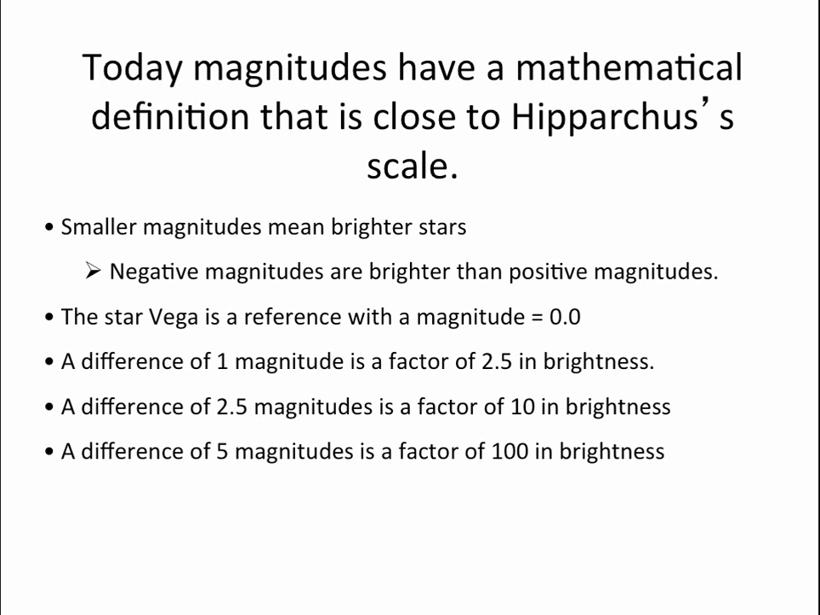And the way that the multiplication works out is a difference of 2.5 magnitudes is a factor of 10, and a difference of 5 magnitudes is a factor of 100. Now, I'm not going to be asking you to do this mathematics, I just want you to know sort of where it comes from, and to know the basic scale that smaller numbers mean brighter objects.